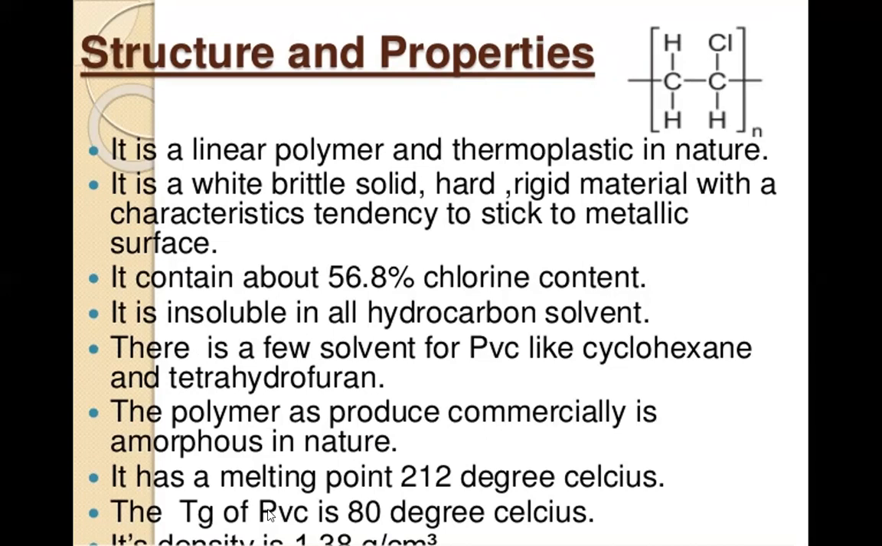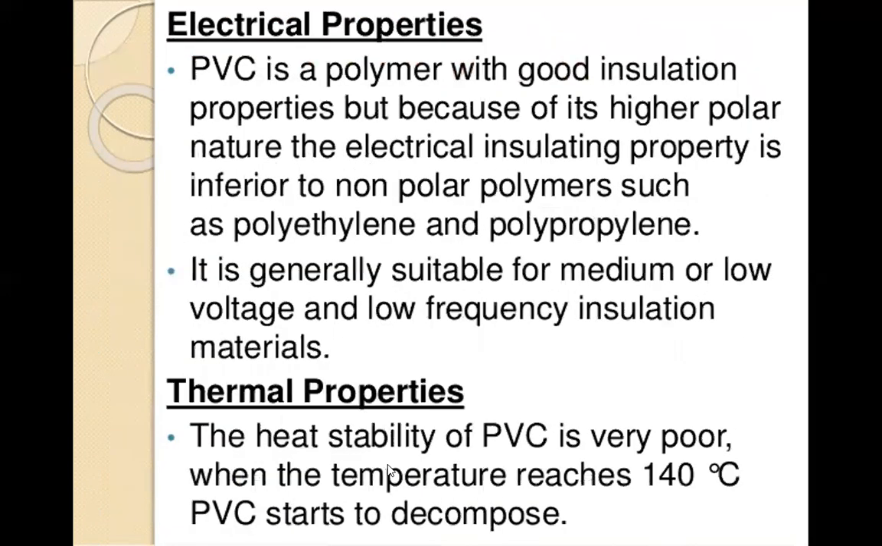Coming to the glass transition temperature, polyvinyl chloride's is 80 degrees centigrade. And the density is 1.38 grams per centimeter cube. Coming to the electrical property, polyvinyl chloride has a very good insulating property. As already told, insulation means the substance which does not allow the movement of electrons to pass through it.